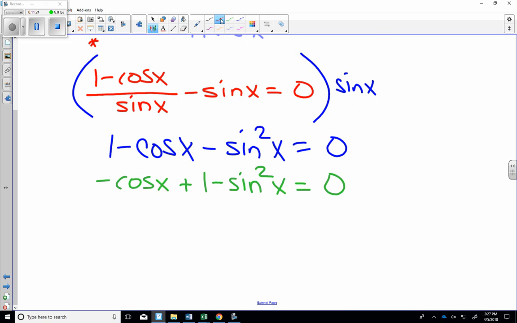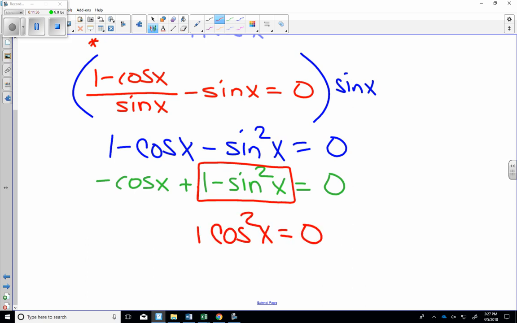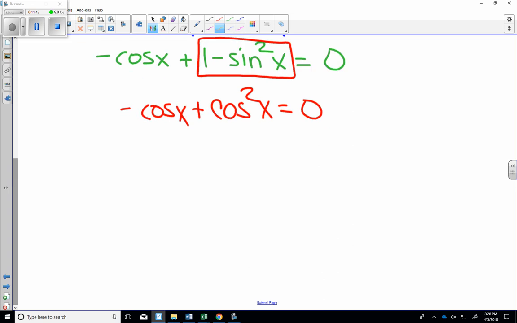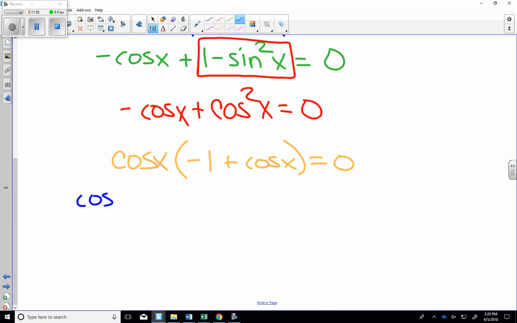Why do we want to switch the order? Well, this we know is equal to cosine squared of x. And now that we have that, by your factoring properties, they both have a cosine in them, so let's factor out a cosine. It would be cosine of x times negative 1 plus cosine of x equals 0. And then cosine of x equals 0, and negative 1 plus cosine of x equals 0.